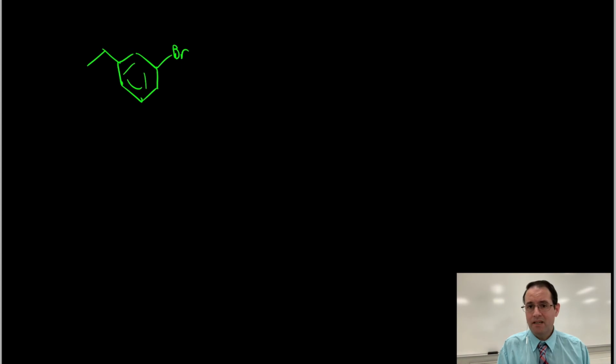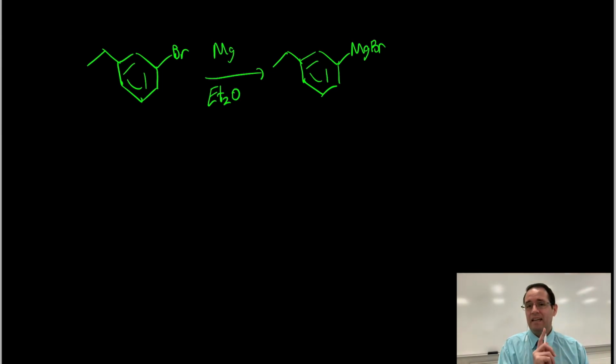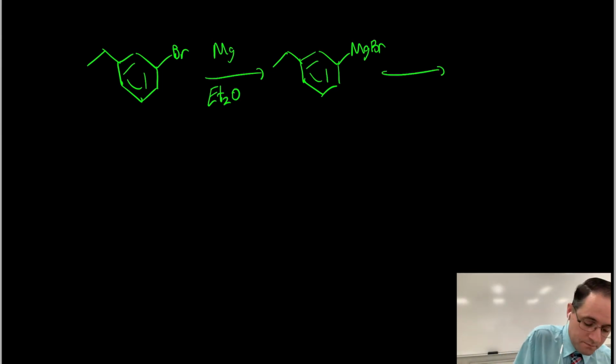So for example, let's say I have this meta-bromoethyl benzene. I can treat this with magnesium in diethyl ether, and that will give me the Grignard that I need. Okay? And I can treat this with CO2.